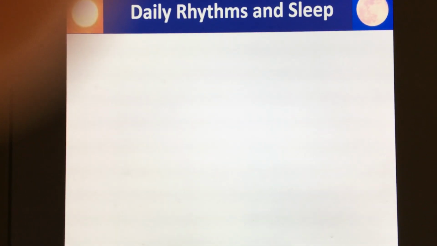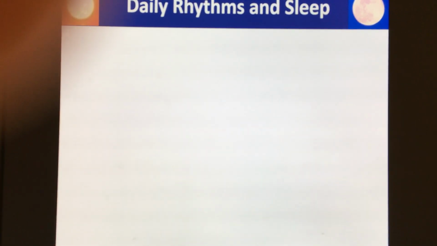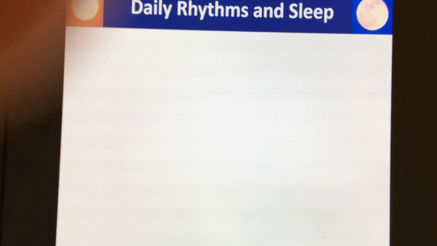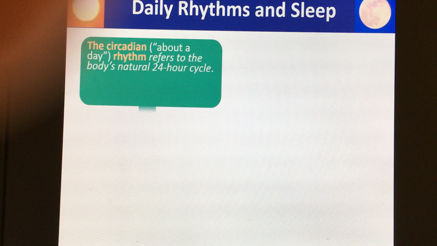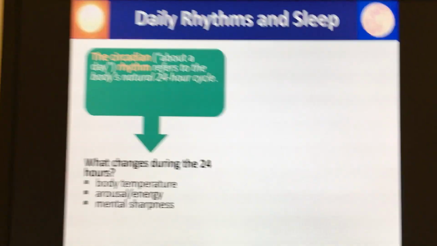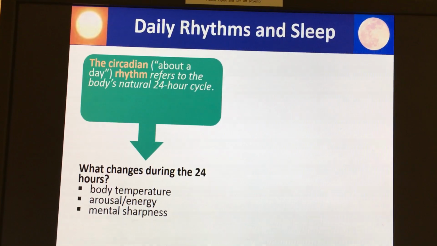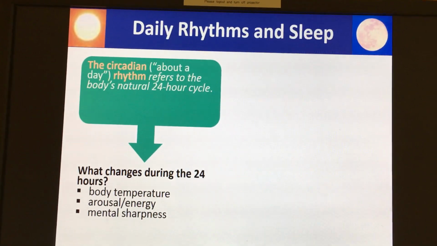Hello everybody. So we are on the chapter on consciousness, and in this brief video I will review a few important facts about sleep. So the place that I want to start with is the circadian rhythm, which is basically a 24-hour cycle that is associated with a number of physiological changes that happen in the body, such as temperature, arousal, energy, and mental sharpness.